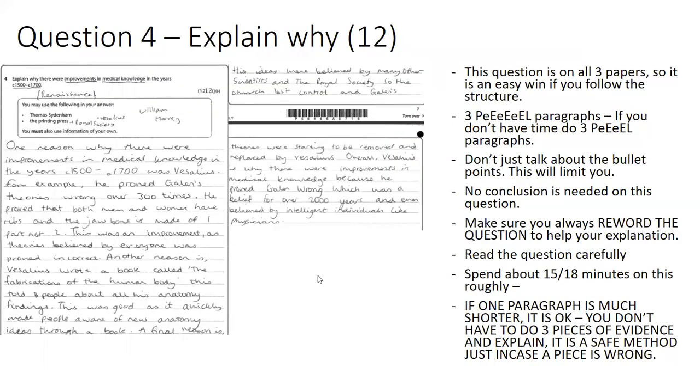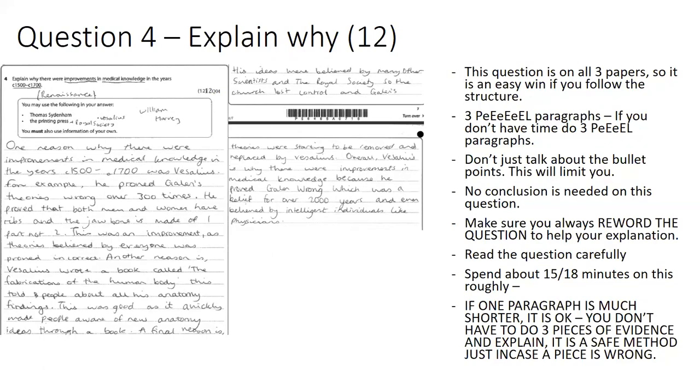The next question in paper 1 is the one that comes up in every paper in the GCSE, the explain why question. Now this is an easy win if you follow the structure. So some schools go down the bog standard 3-point evidence, explain, link route. We take it one step further and we try and encourage you to do 3 lots of evidence explain. But if you don't have time, do 2 lots of evidence explain.